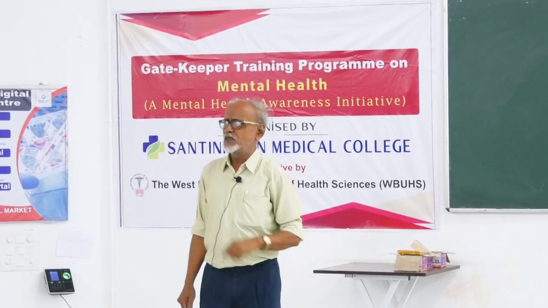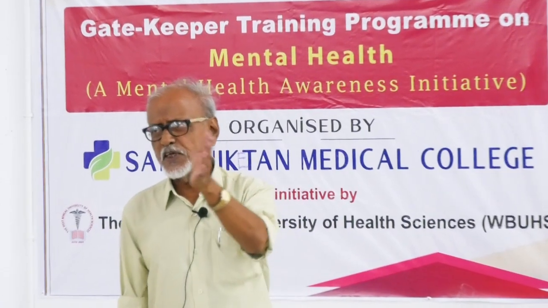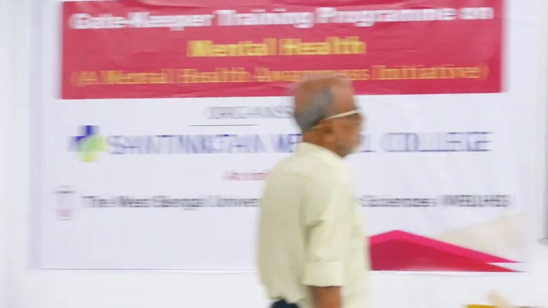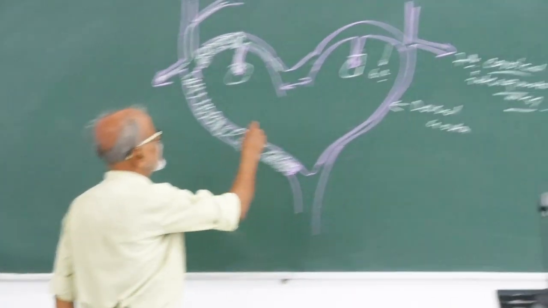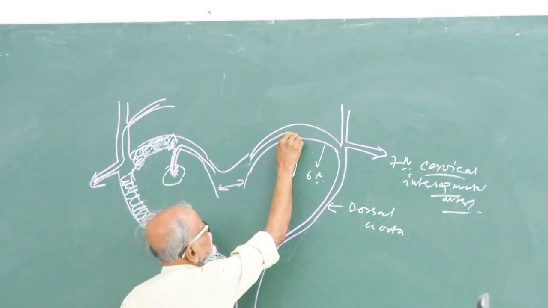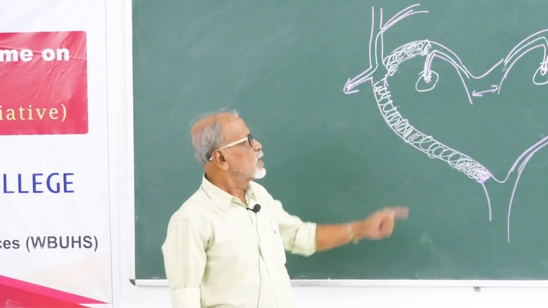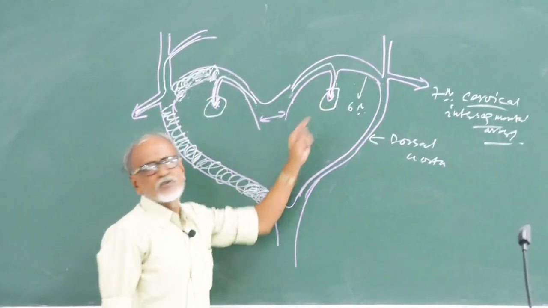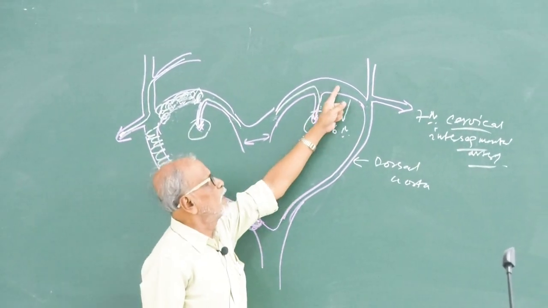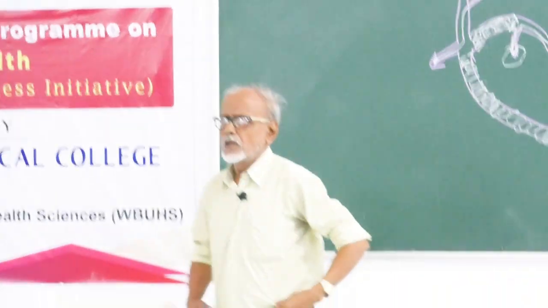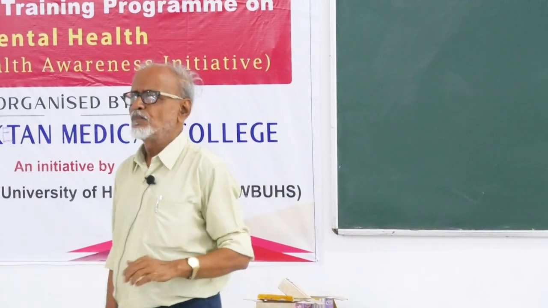On the left side, such things will not happen. Instead, what will occur? This will become the left pulmonary artery, no doubt about that. It will become the left pulmonary artery. But this will undergo no obliteration. It will not be obliterated.